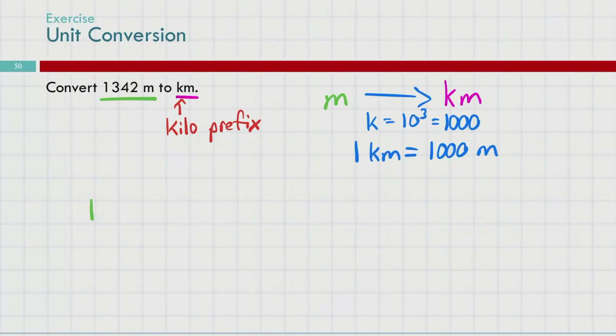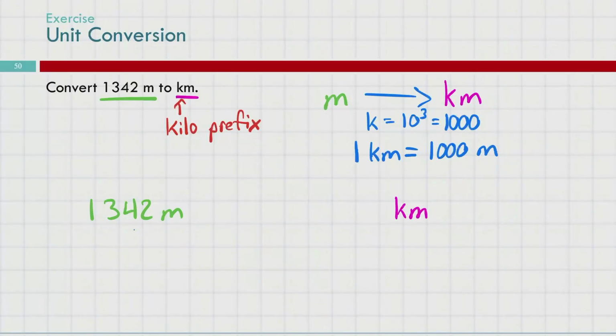So starting with our 1,342 meters, we want to convert this to kilometers. Which one's bigger, kilometers or meters? Kilometers are bigger. They're much bigger. They're 1,000 times bigger. So we would expect a bigger or smaller number? Smaller number of kilometers, since they're much bigger.